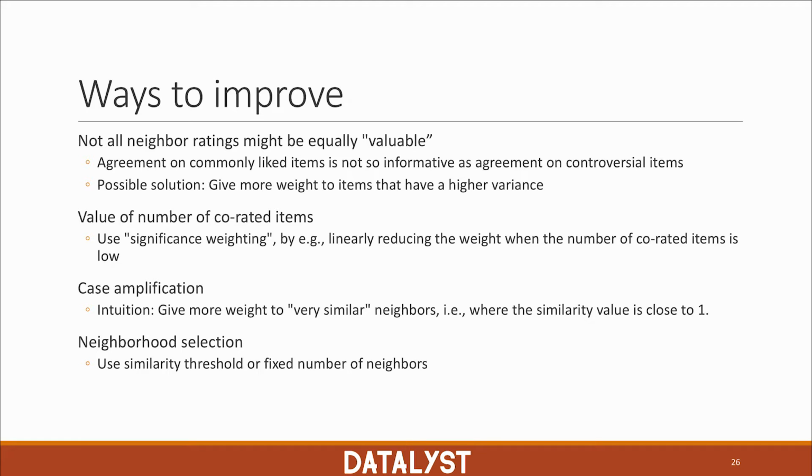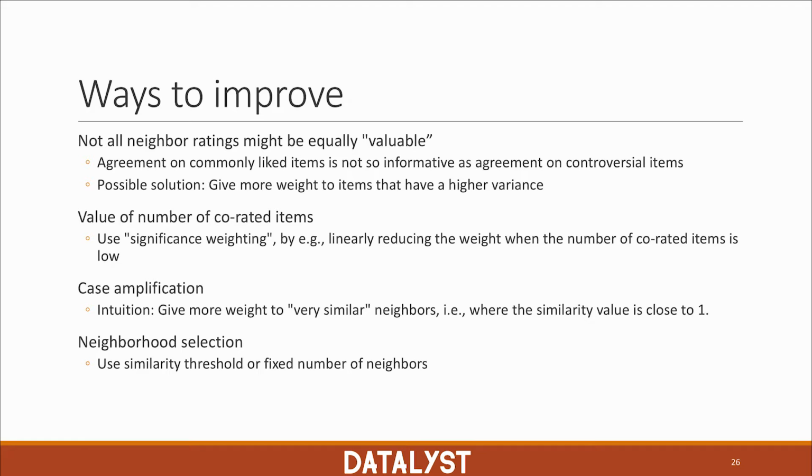So if, for example, two users have 100 items in common which they've rated, maybe we have to score this similarity higher than two users which have rated only 5 items. Also, case amplification is another way to improve. We can give more weight to very similar neighbors. So the weights do not have to be distributed evenly across the neighbors. Maybe we can give an exponentially larger weight to similar neighbors.